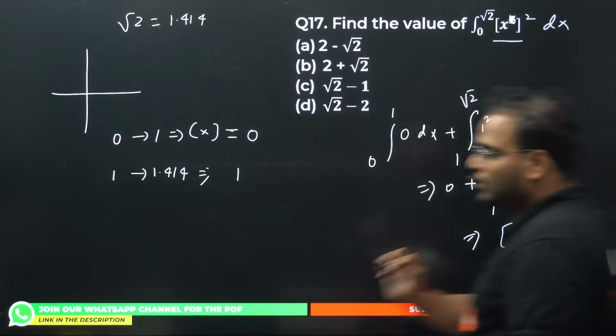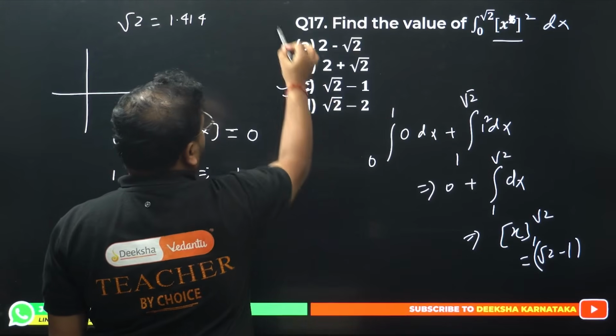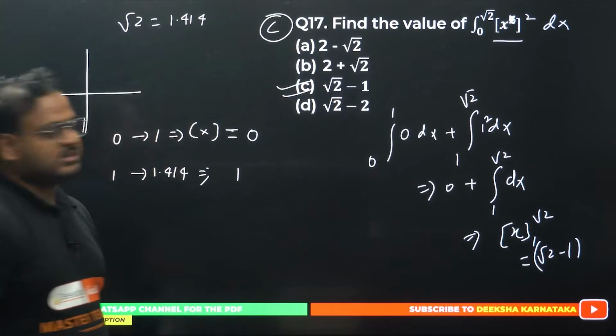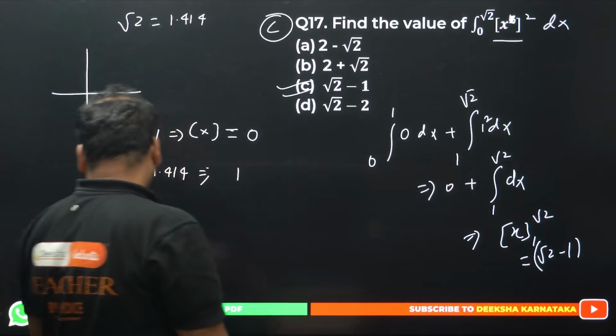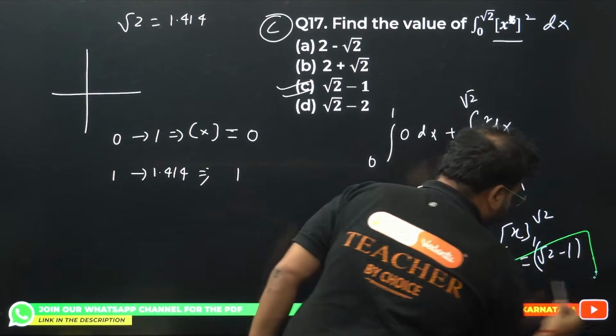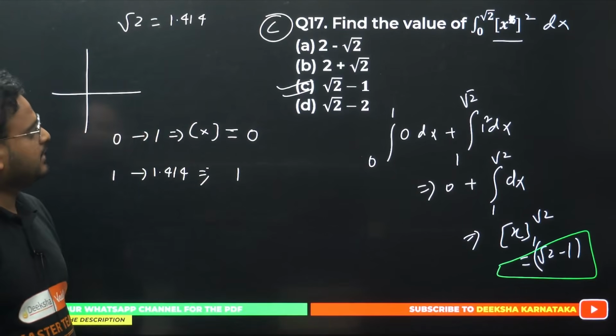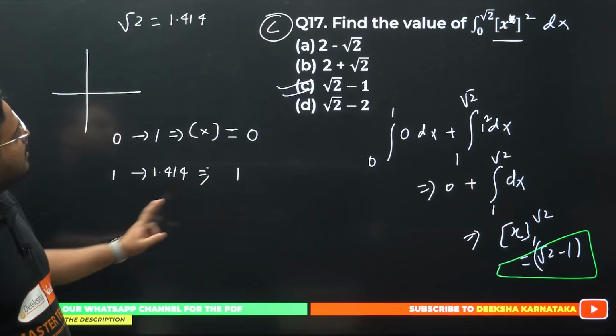My answer is root 2 minus 1, which is what? Option C, no? Please check. Option C is correct. That's my answer. That's my final answer. Root 2 minus 1 is my final answer. Okay, done. 17th is over, 16th is over.